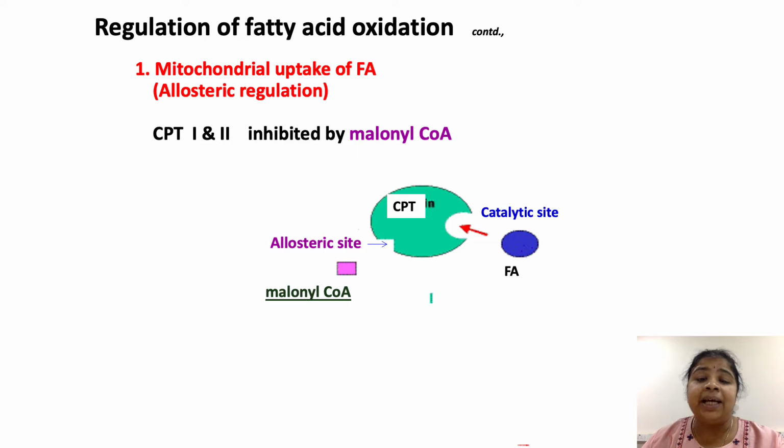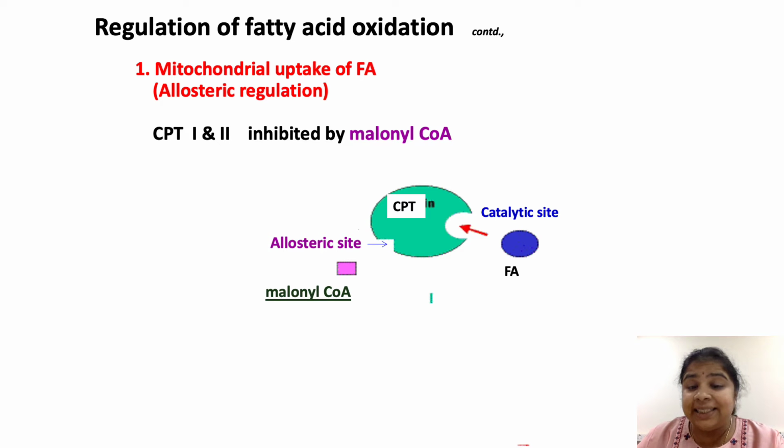So we have mechanisms in place so that only one of these pathways is active in the cell at any given point of time. This is mainly by hormonal regulation and allosteric regulation. Suppose we are in a well-fed state and the excess acetyl-CoA that has been generated needs to be converted to fatty acids and stored for energy. When fatty acid synthesis is happening, the first product that is formed is malonyl CoA.